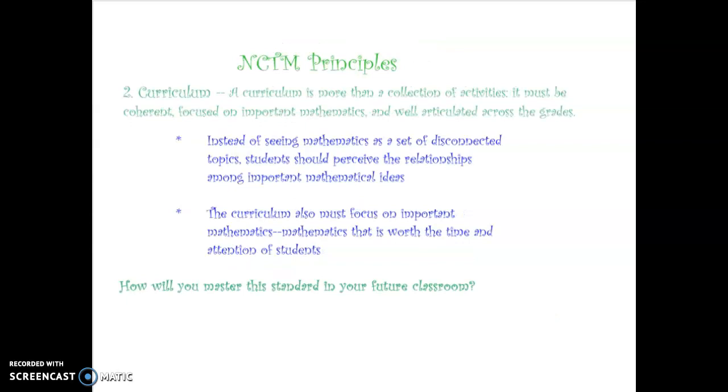All right, the second principle is the curriculum principle. And I think it's very important to notice that curriculum is spread from K through 12. It's not just the textbook that you're going to get this year. A lot of people consider that your curriculum, and that's not necessarily true. That is something you're going to use to teach the curriculum, but the curriculum itself is the important mathematics that carry through from grade to grade, semester to semester.